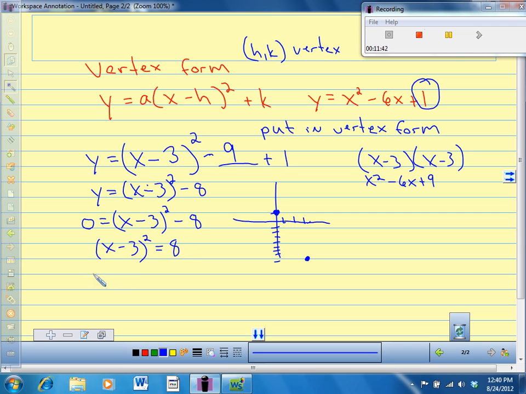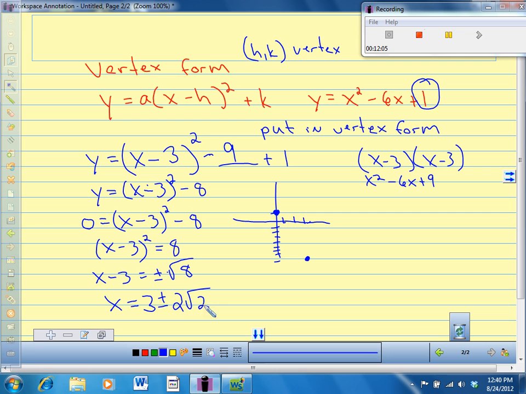Take the square root of both sides. I get x minus 3 equals plus or minus the square root of 8. And I get x equals, I'm going to add 3 to both sides, plus or minus... this can actually be simplified, anyone know? 2, very good, 2 root of 2, right?